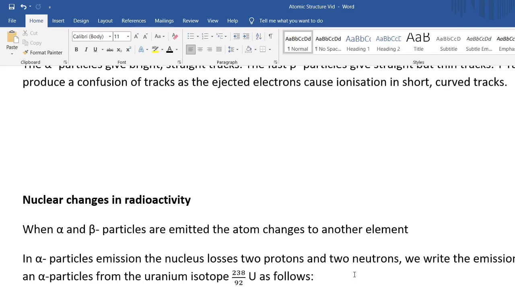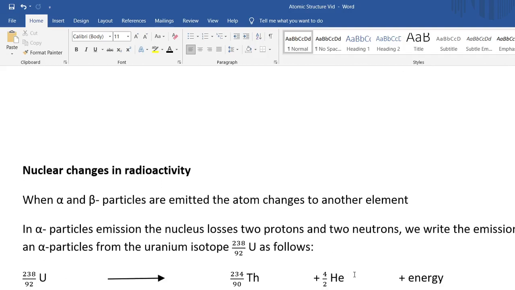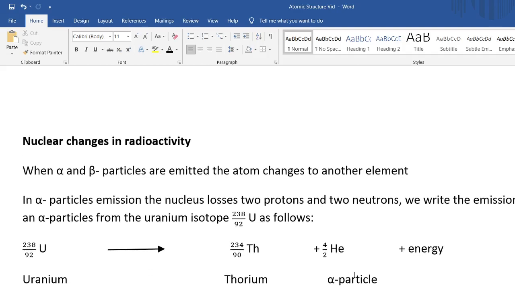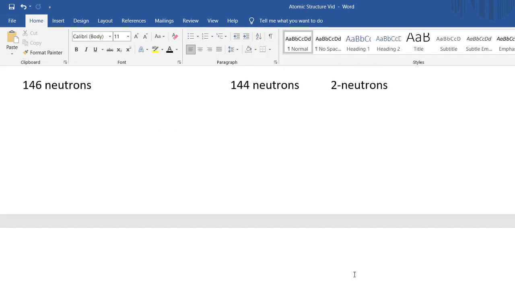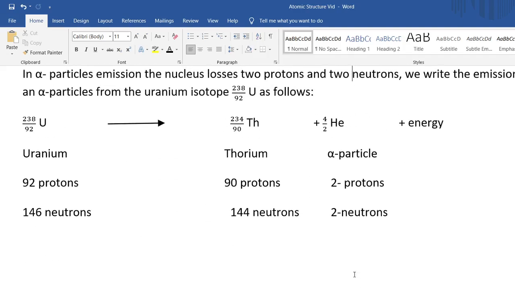Changes inside the nucleus due to radiation. Now we're going to look at uranium. This is our uranium. In terms of the number of protons and neutrons, we have 92 protons and 146 neutrons. One thing about this equation: just like how a chemical equation is balanced, we expect some balance in this equation as well.